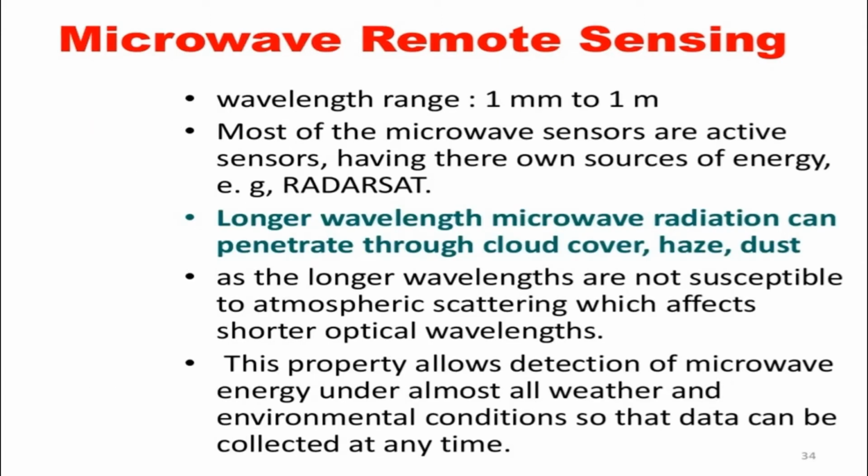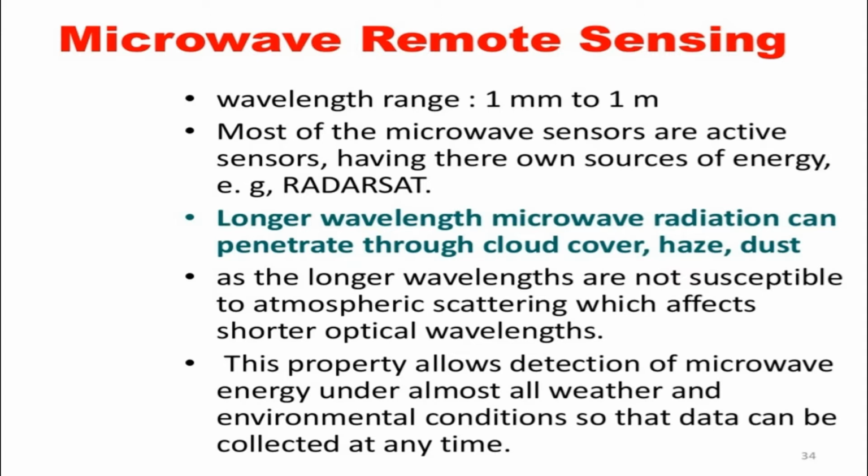Now next is microwave remote sensing. Generally its wavelength is 1 mm to 1 meter. Most of the microwave sensors are active sensors, and they need their own source of energy because a natural source of energy is not present in microwave remote sensing.